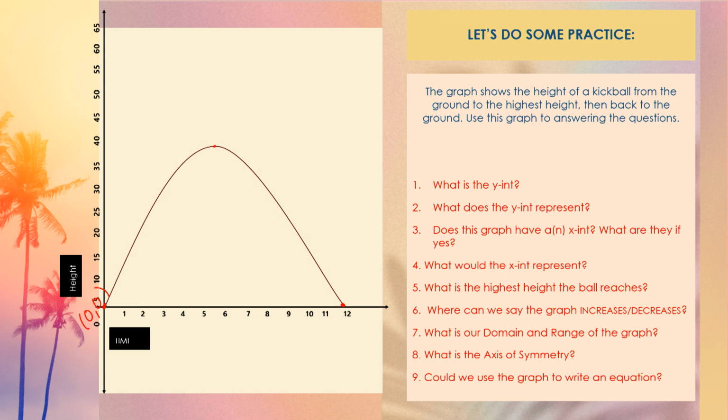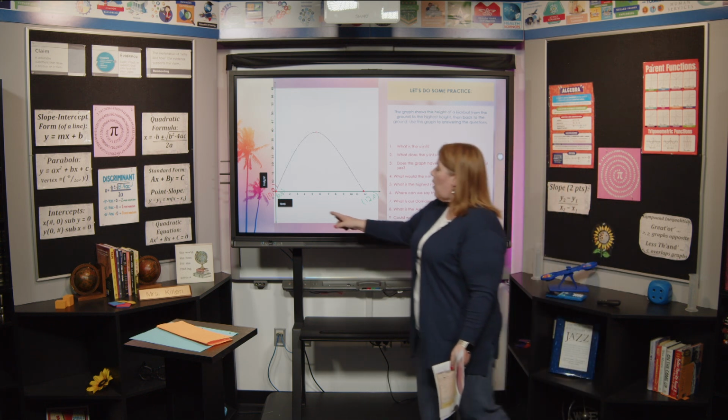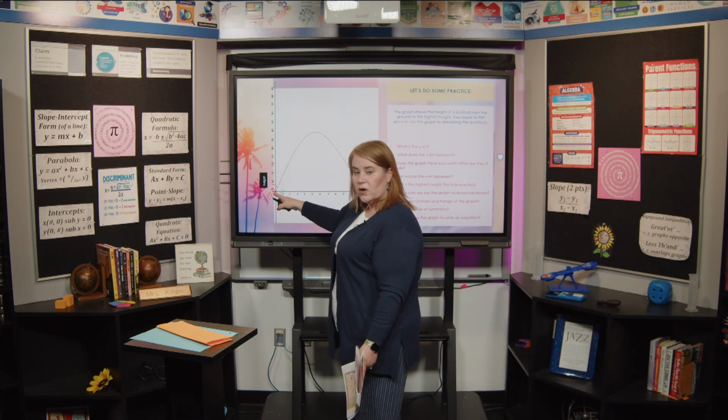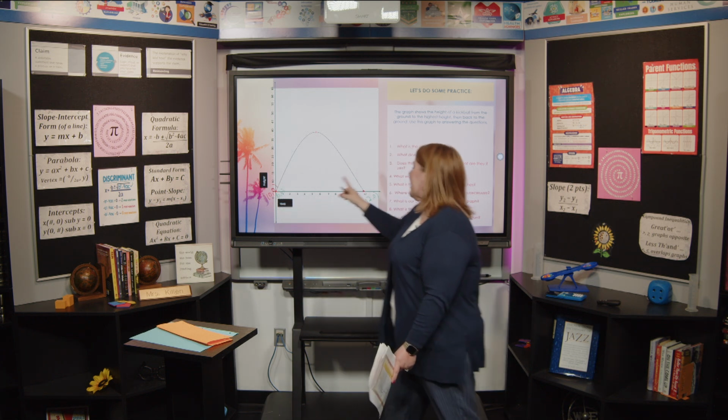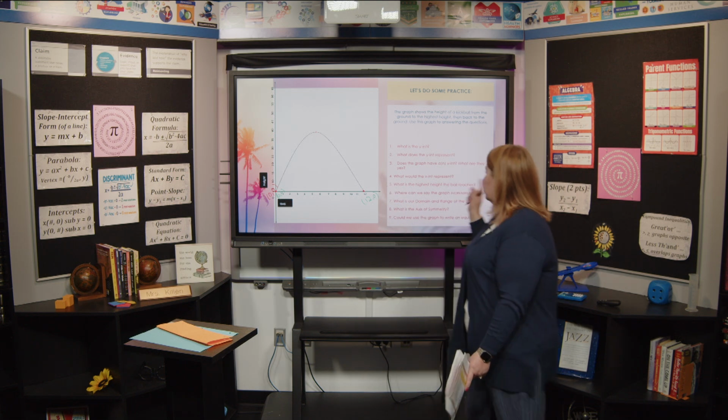Does this graph have an x-intercept? It sure does. My x-intercepts would also be 0, 0, and then what? 12, 0. Good job. What are they? And we put those. So then what do those 2 points represent? Yes. So my kickball starts at 0 seconds at 0 height, and my kickball gets back to the ground at 12 seconds with 0 height. Good job. Let's look at the next one.